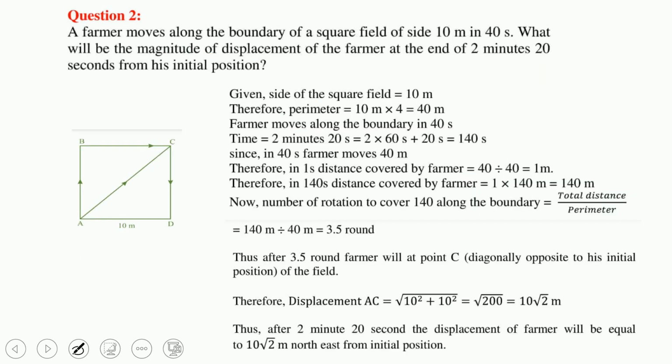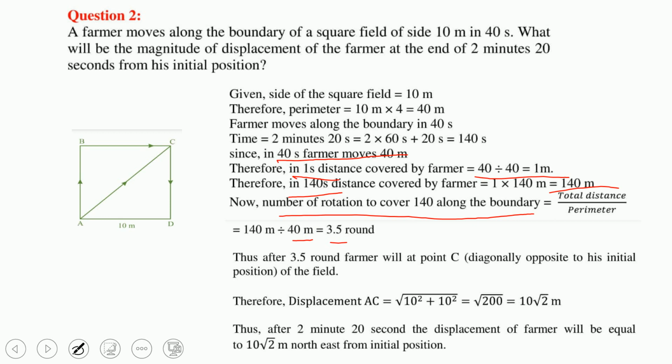So you can do it like this. Now look here, since in 40 seconds the farmer moves 40 meters, in 1 second he covers 1 meter. So in 140 seconds the distance covered is 140 meter. The number of rotations along the boundary is total distance upon perimeter, that is 140 meter is covered and 40 meter is the perimeter.